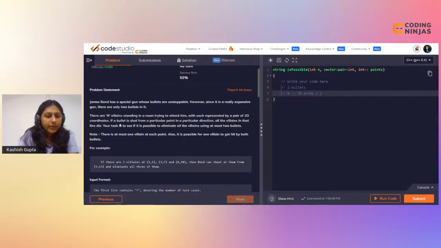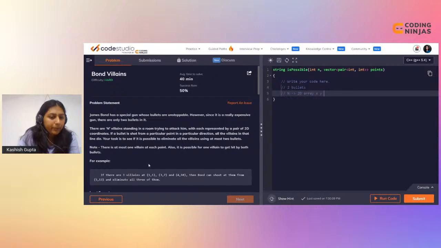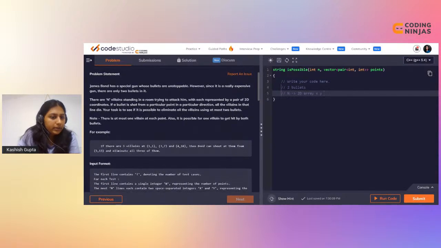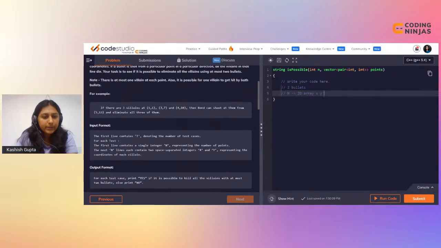If a bullet is shot from a particular point in a particular direction, all the villains in that line die. Your task is to see if it is possible to eliminate all villains using at most 2 bullets. तो इसका मतलब 0, 1, 2 इतने बुलेट्स में काम हो जाएगा, तो हमें कुछ रिटर्न करना है। हाँ, यस रिटर्न करना है। There is at most one villain at each point, so X and Y are supposed to be unique in this particular 2D array. Also, it is possible for one villain to get hit by both bullets. ठीक है.